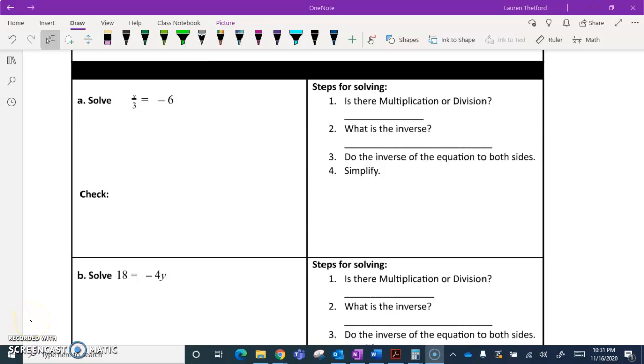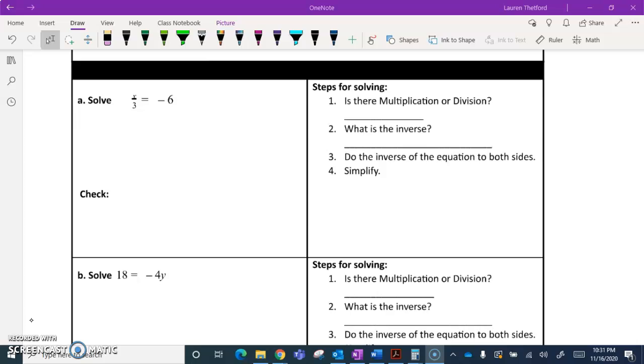Okay, so let's get started on example 1. We are going to solve the equation very similar to how we did it in 4.1. However, now we have multiplication and division happening. So remember, a fraction is actually division. So we have x over 3, which means x divided by 3 equals -6.